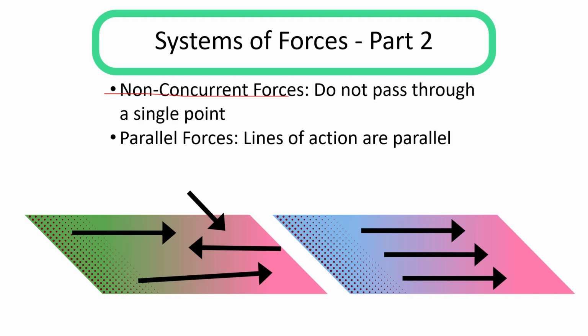Now the non-concurrent forces means that the forces will be in the same plane, but they will not meet at a single point. So this is non-concurrent forces. Parallel forces means if a force is acting on this line, similarly another force will act parallel to the previous one. So this type of force system will be called a parallel force system.